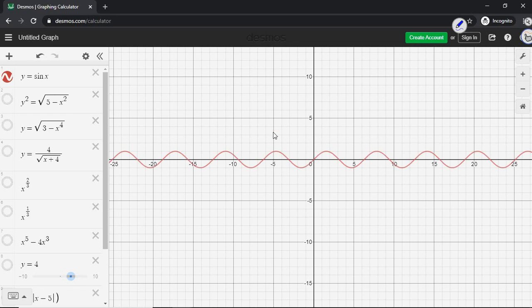Is this a function? Yes, passes the vertical line test. Is its inverse also a function? No, because it fails the horizontal line test. How about this thing? Is it a function? No, it fails the vertical line test. Is its inverse a function? No, it fails the vertical line test.